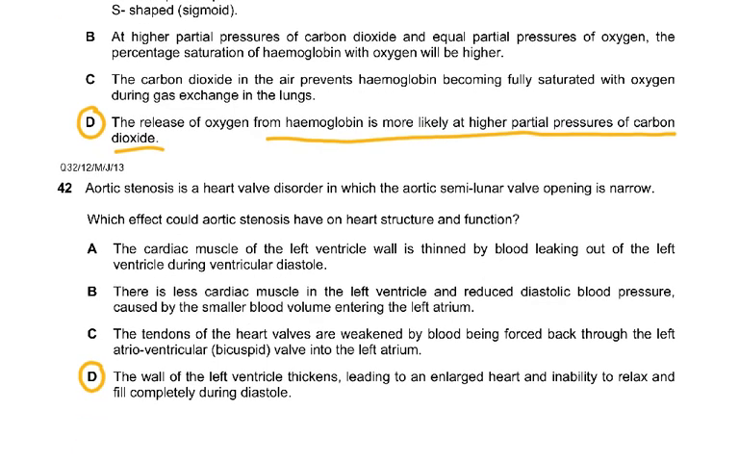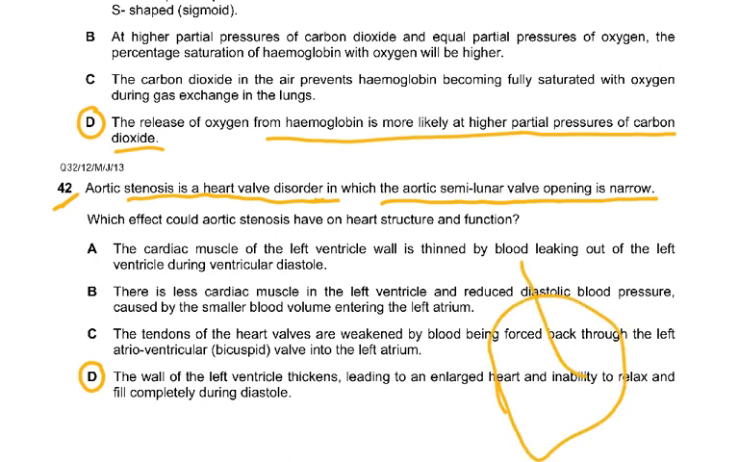Then coming on to question number 42. Aortic stenosis is a heart valve disorder in which the aortic semilunar valve opening is narrow. Which effect could aortic stenosis have on heart structure and function? So they've explained in the question it's a heart valve disorder in which the aortic semilunar valve, so this is the heart, this is the aorta coming out, and the semilunar valve here is narrower.